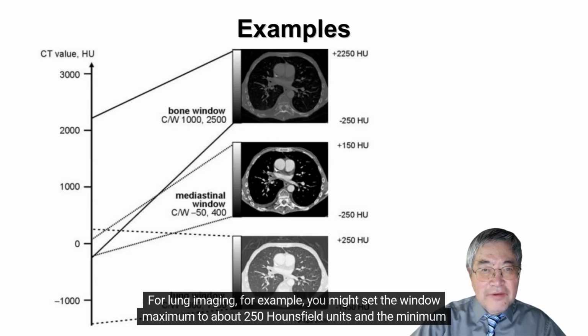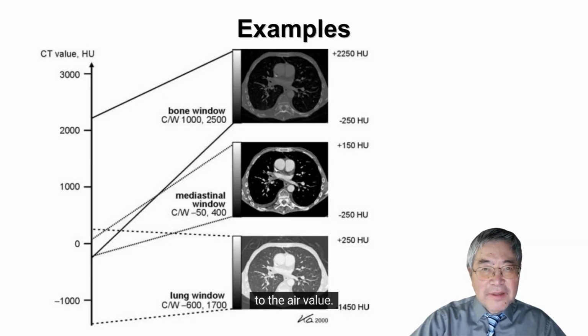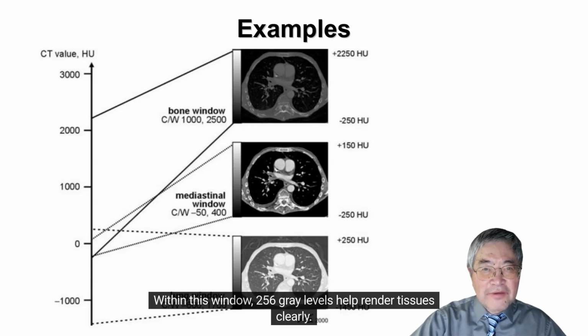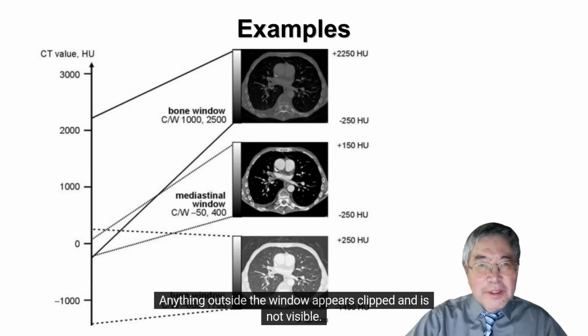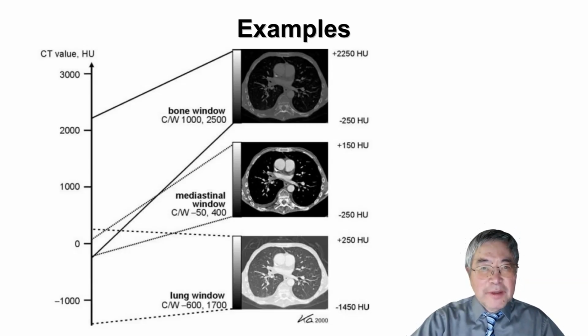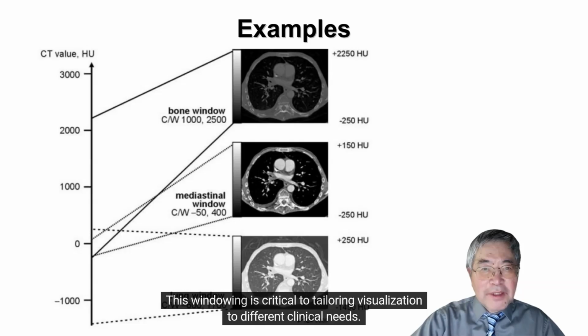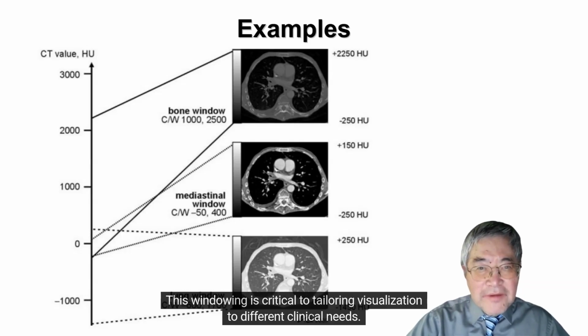For lung imaging, for example, you might set the window maximum to about 250 Hounsfield units and the minimum to the air value. Within this window, 256 gray levels help render tissues clearly. Anything outside the window appears clipped and is not visible. This windowing is critical to tailoring visualization to different clinical needs.